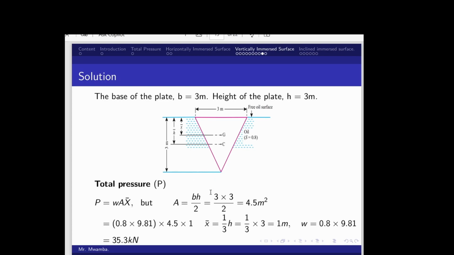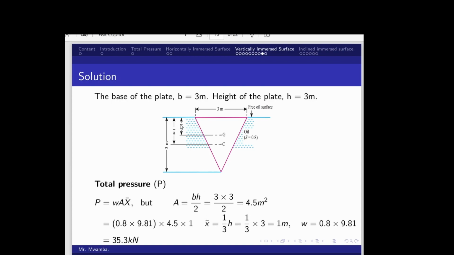Area is given by base times height over 2. So the base and the height are the same, since this is an isosceles triangle, base and the height will be the same. Multiply that and then you get 4.5 meters squared.